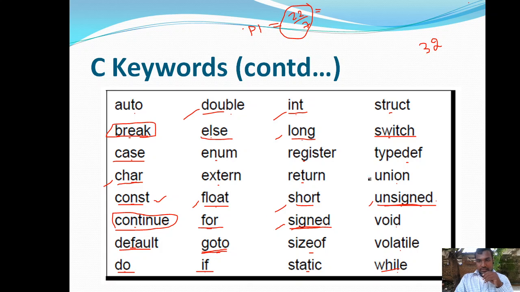Coming to struct and union, these are the two keywords we generally use to handle complex data structures. With the help of struct and union keywords, we are able to create our own data structures in C programming.